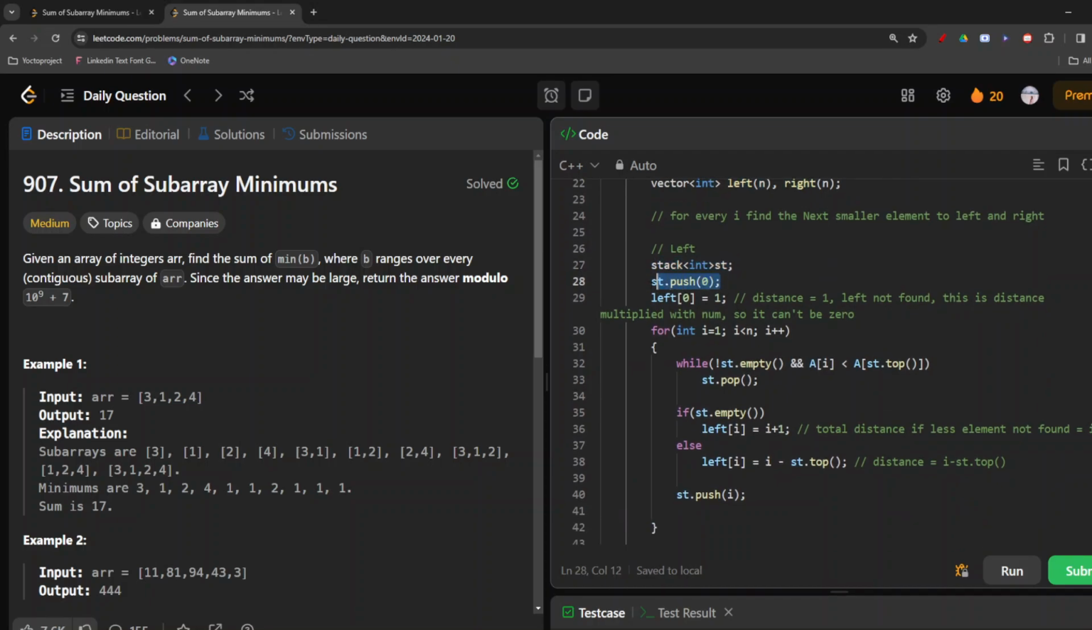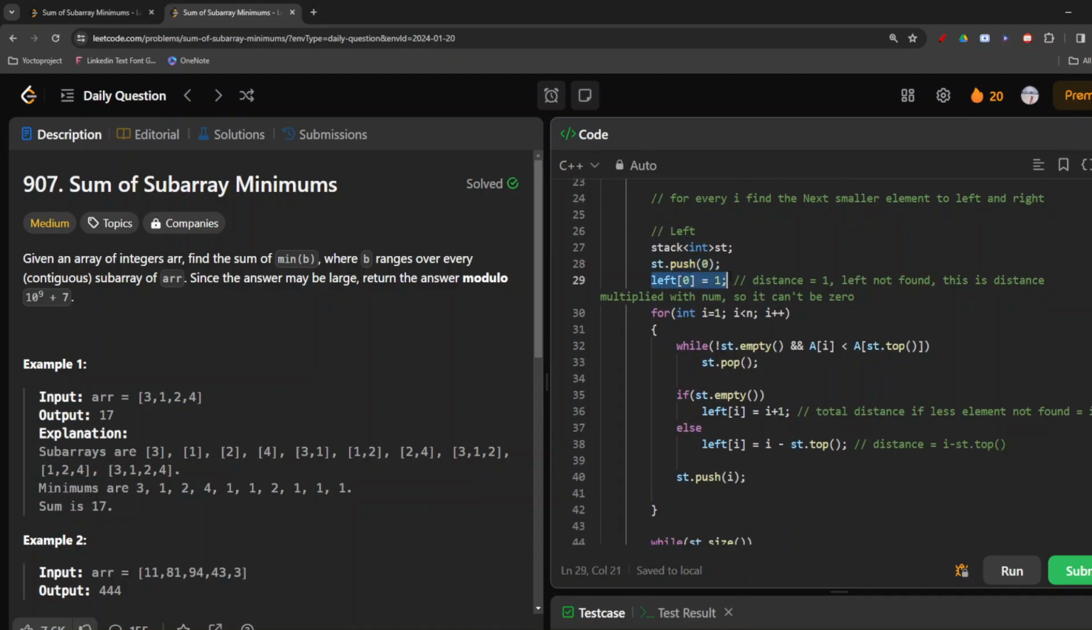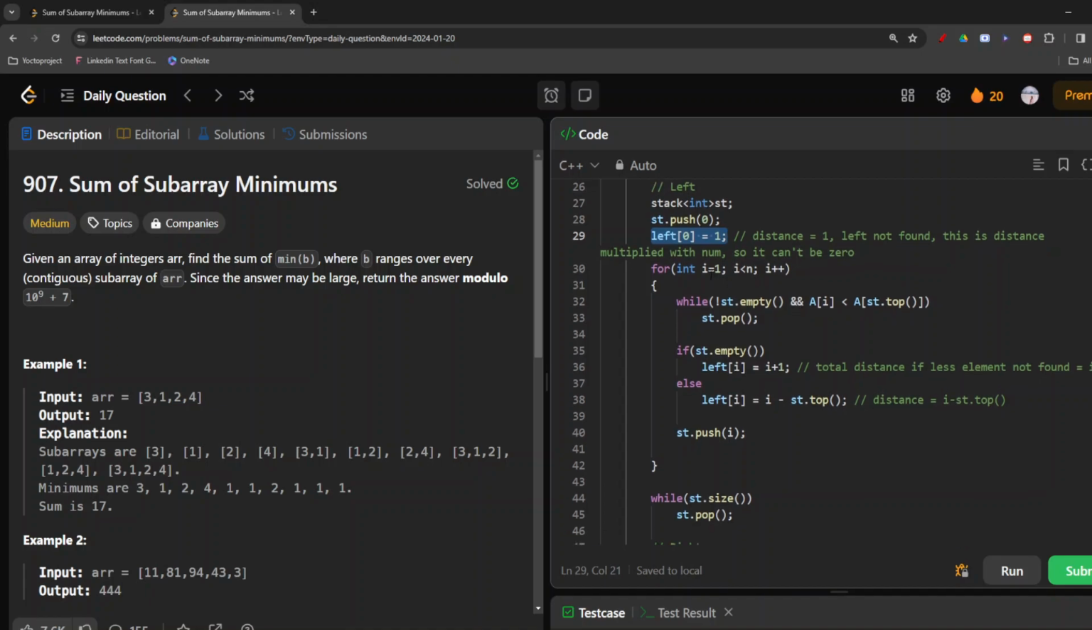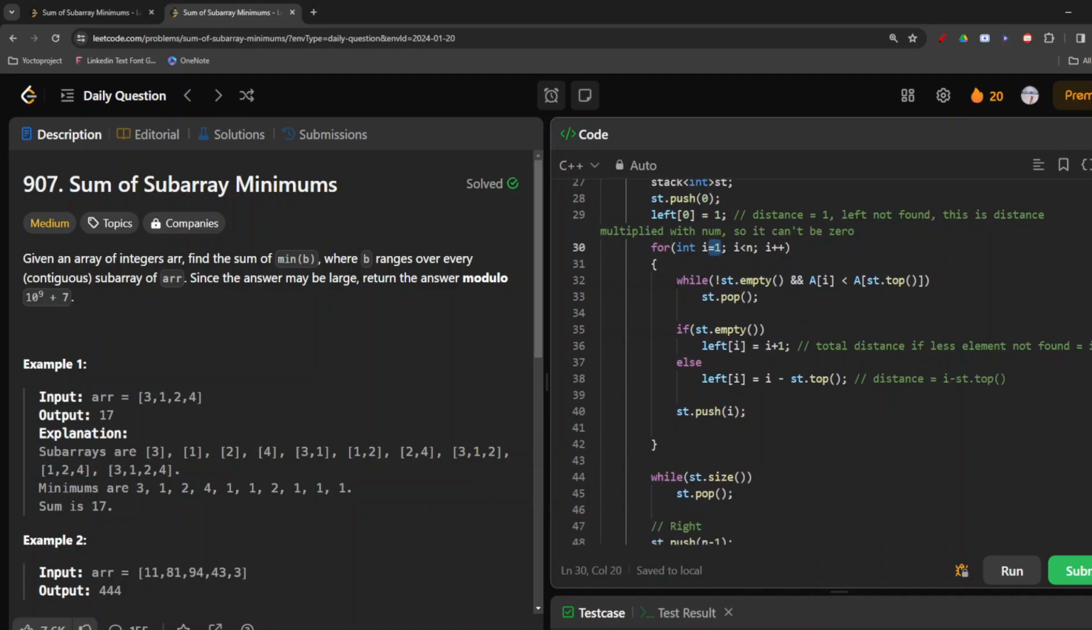First we push the 0th index in the stack, and left of 0 will be equal to 1, meaning the element itself is at distance 1. That is what we go ahead with. As we have already pushed the first element, we start from 1. With the help of the stack we check: if the stack is not empty and our present element is less than the element at the top of the stack, then we pop from the stack.